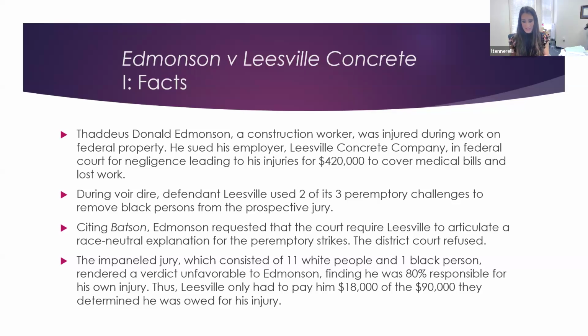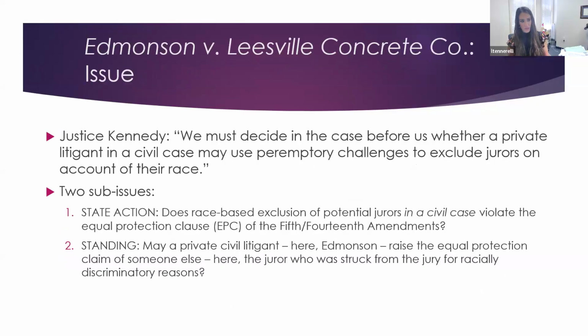At this point, his bills had stacked up. He was still unable to work. He eventually lost his house. He had children, one of whom was starting college. And so he said, even though I technically won, they said Leesville was liable, this isn't acceptable. So he appeals. And the issue on appeal, which eventually, many years later, reaches the Supreme Court, is simply whether a private litigant in a civil case can use peremptory challenges to exclude jurors on account of their race.